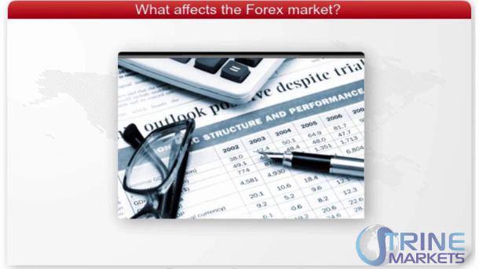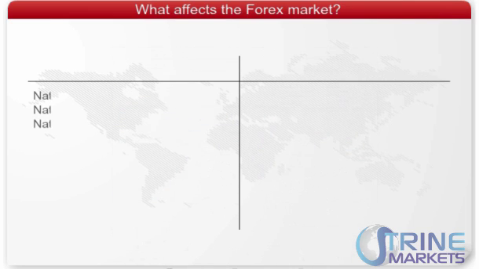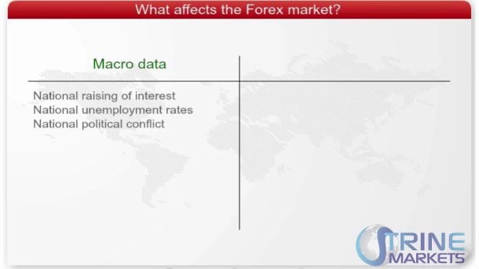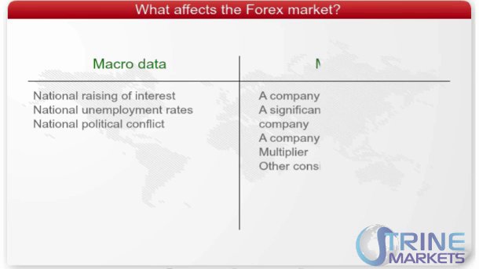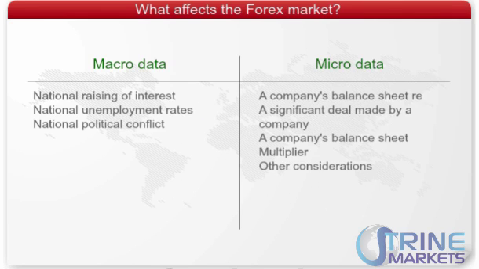What affects the Forex market? The Forex market is affected solely by macroeconomic data, not by microeconomic data. What is macroeconomic data? Some examples: raising of the interest rate in a country, the unemployment rate of a country, and political conflicts within that country.